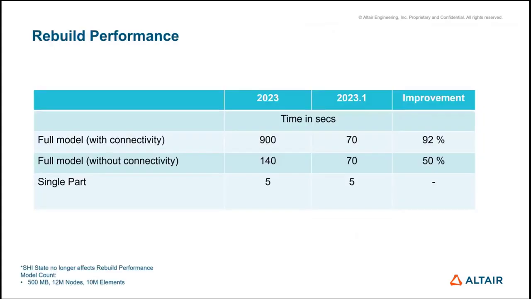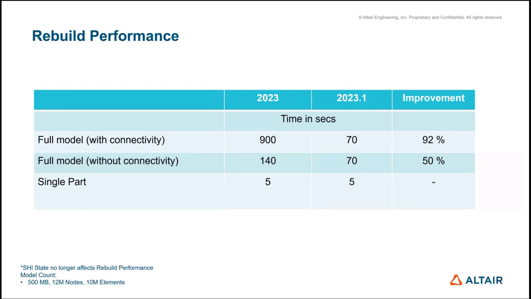This is one I'm quite proud of to present today. This is quite a nice, finally, step forward from something we keep getting a lot of feedback on from customers, which is the performance of rebuild. There are 3 different states here, effectively a full model with connectivity, with RB3s, rigids, whatever, connecting that in. If you select an individual part and rebuild that part in the context of the model around it, historically it was taking 900 seconds to get a result.